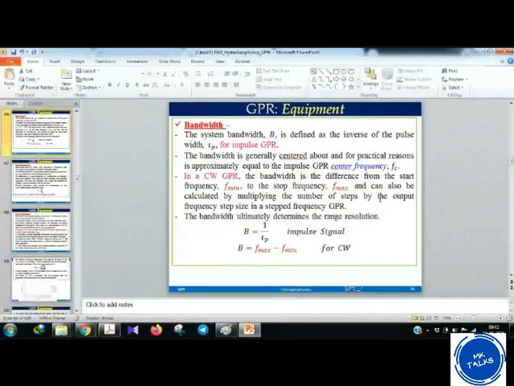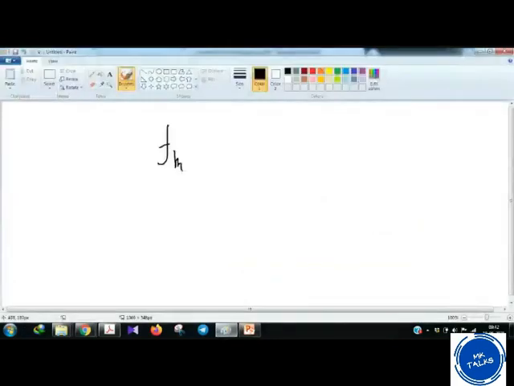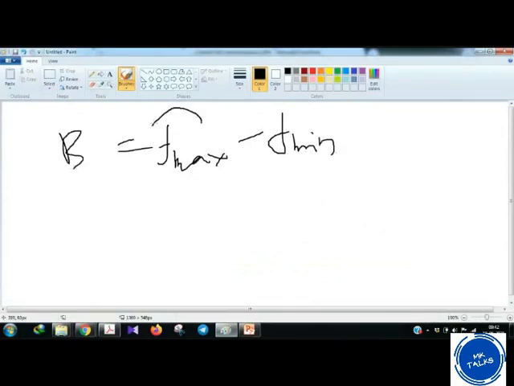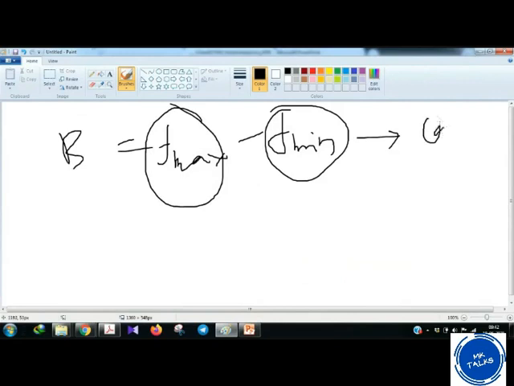Bandwidth means the maximum frequency minus the minimum frequency. That's the simple definition of a bandwidth. That's the maximum frequency and the minimum frequency, and this is for the continuous wave.